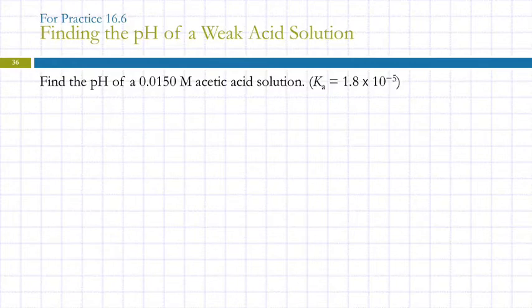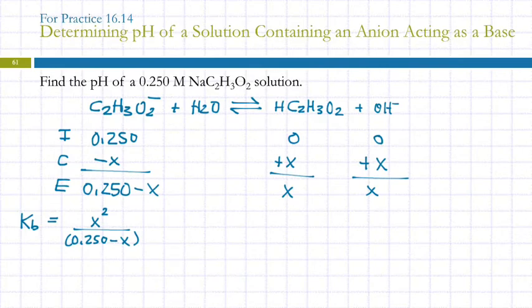Okay, so let's see if I can remember this. 1.8 times 10 to the minus 5. So this equals 1.8 times 10 to the minus 5. Does it? This is Ka. What is this expression for? Kb. Oh, wait a minute. So I can't do that. I have to figure out what Kb is.